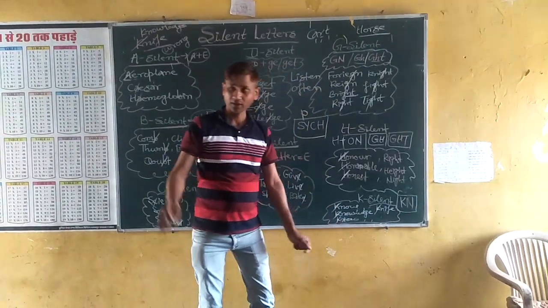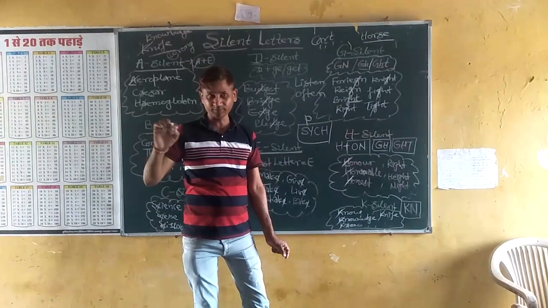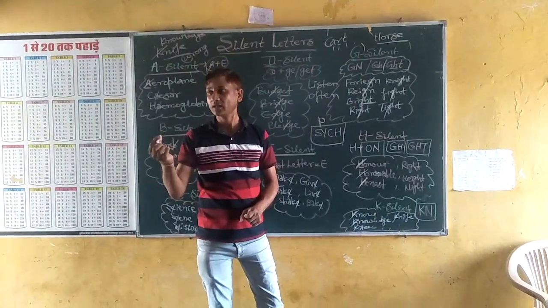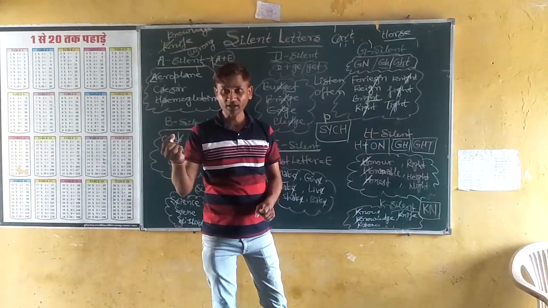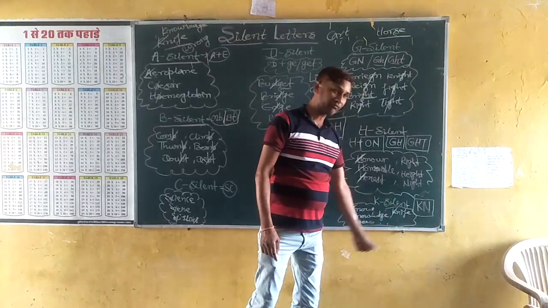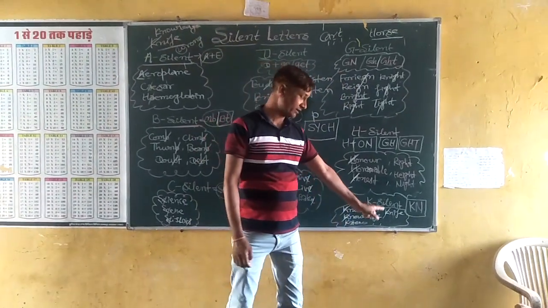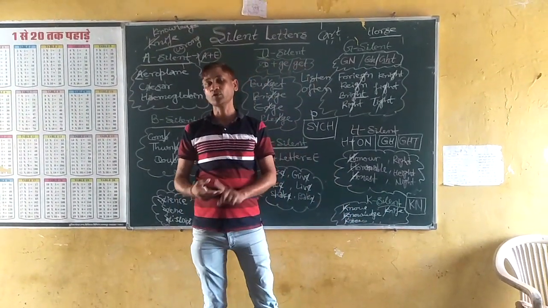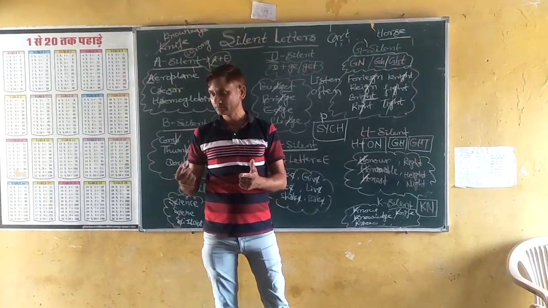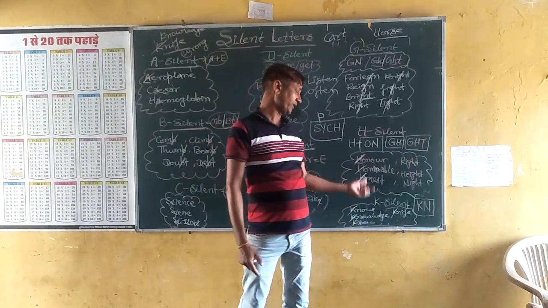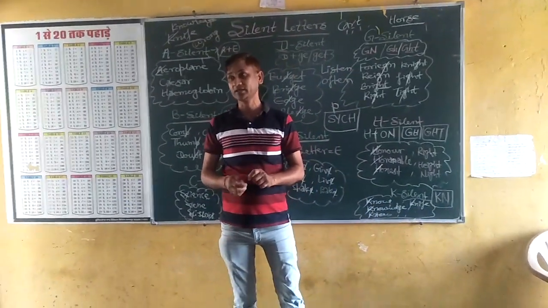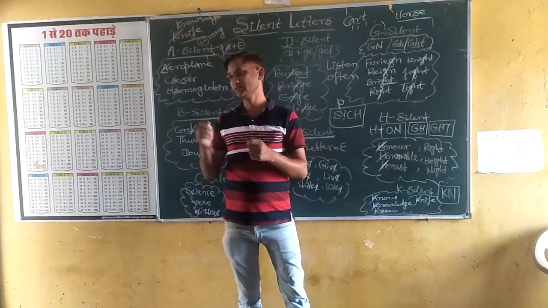K-N-E-E. K is before N, K will be silent and the pronunciation will be knee. What? Knee, because K is silent here. K-N-I-F-E. K is before N, K will be silent and the pronunciation will be knife, not knife. Okay. In this way, when you find K just before N, your letter K will be always silent.